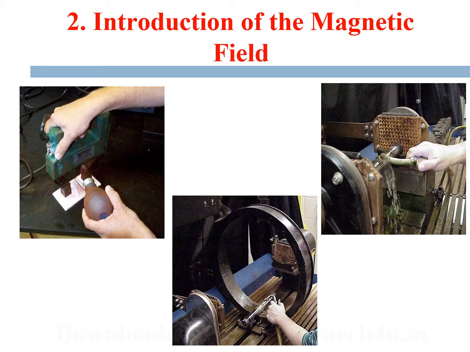The first figure represents the different methods. First one, I think, is the direct application, placing a horseshoe magnet and connecting it. Second one is passing current through a conductor, and the third figure is what we discussed, the indirect method of magnetization. So these are the three different techniques.